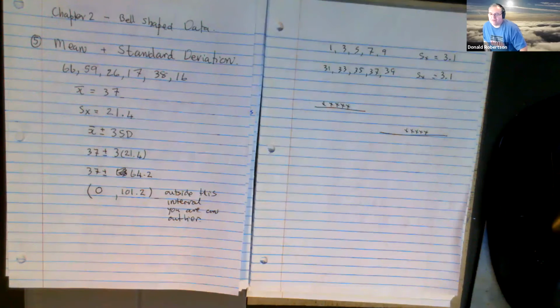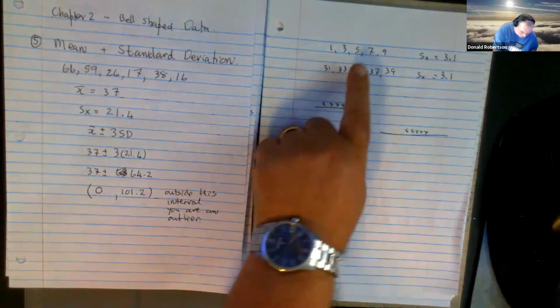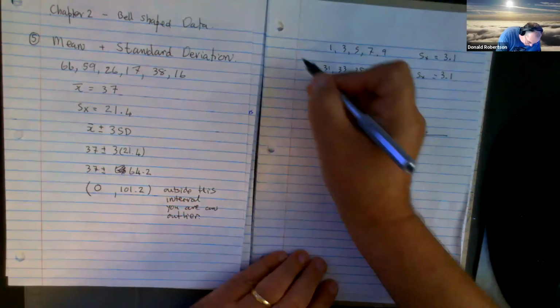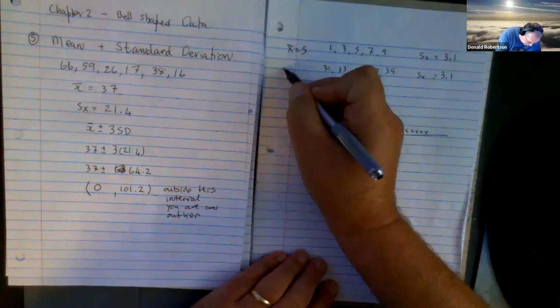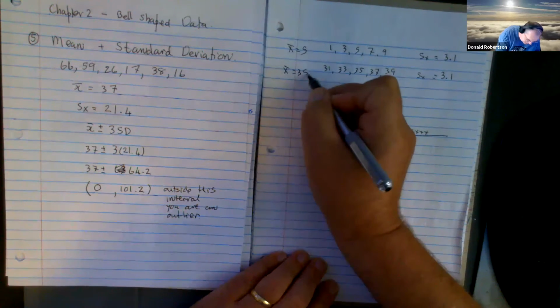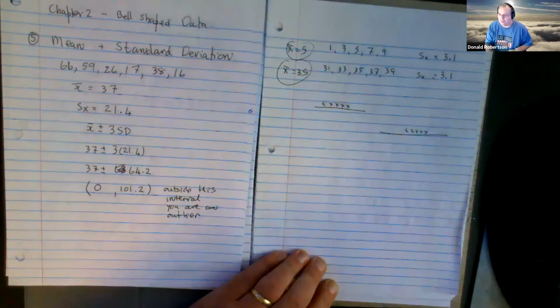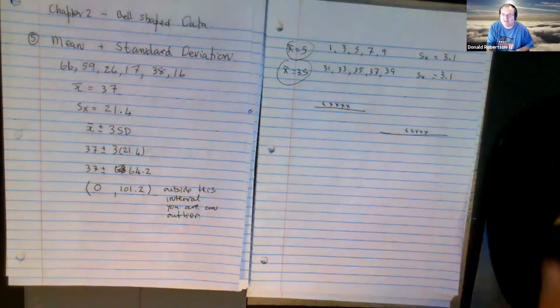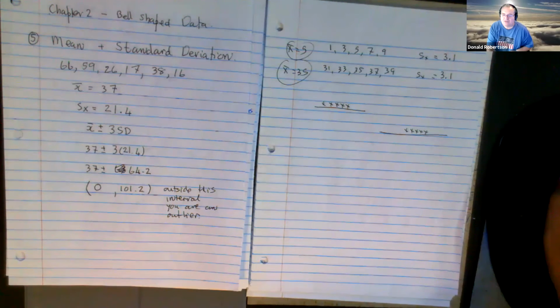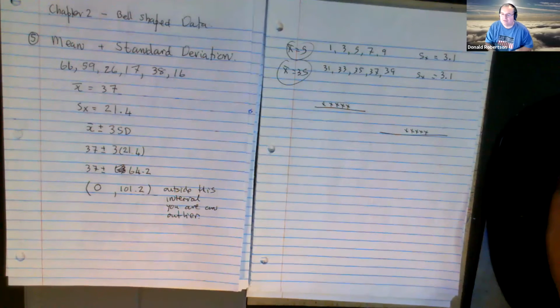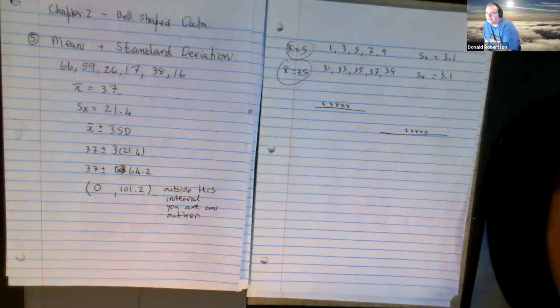On the other hand, if I did the mean of this guy, you just have to trust me on this one. The mean of this guy is 5 and the mean of this guy would be 35. Do you see that the mean does care what the numbers are, right? It's quite clear that the mean of that second data set is a much bigger number than the mean of the first data set. But the standard deviations remain the same, which I think is interesting.